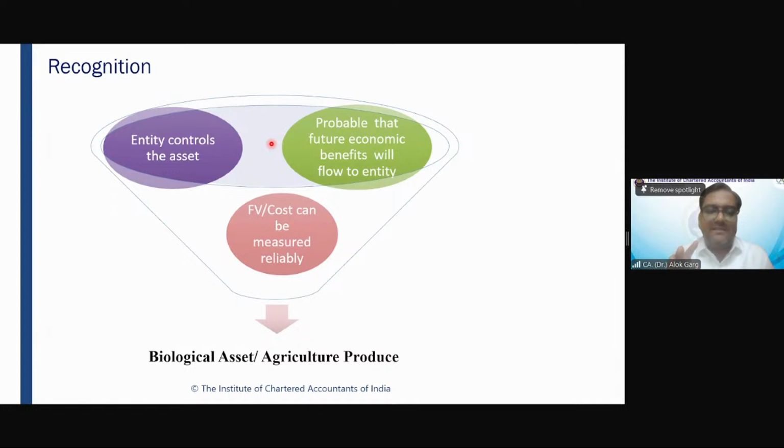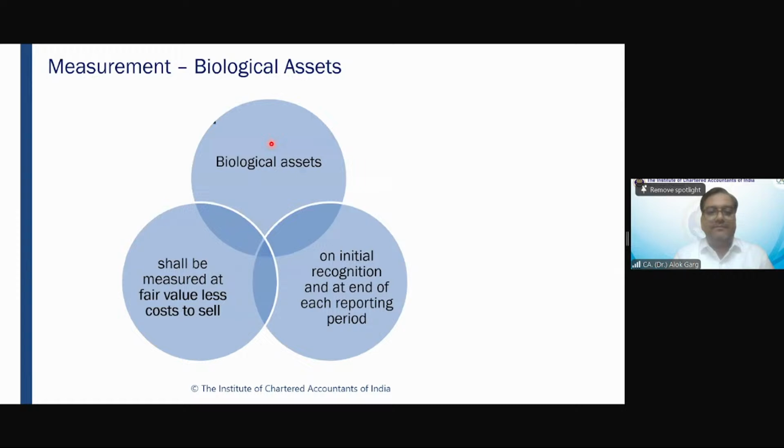So my dear friends, if a biological asset is related to agricultural activity, then you need to check 3 conditions. Whether future economic benefit is there, whether fair value can be measured reliably, whether the entity is controlling. In that case, it will be covered under Ind AS 41. Okay, biological asset. Is that clear? I believe after these examples, there is clarity in mind. Yes or no? Yes, sir.